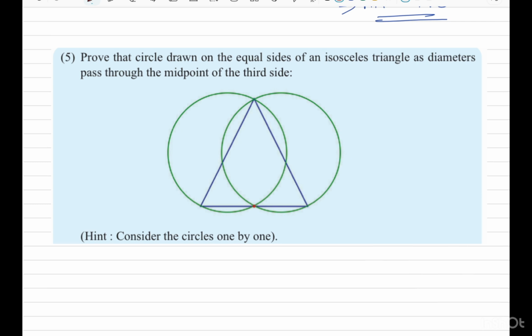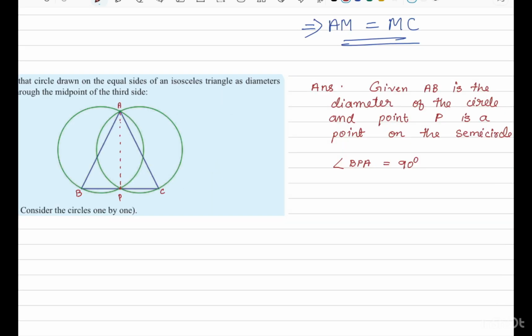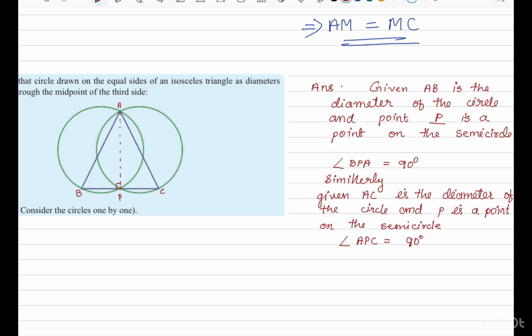The fifth problem: prove that circles drawn on the equal sides of an isosceles triangle as diameters pass through the midpoint of the third side. Given AB is the diameter of the circle and point P is a point on the semicircle, angle BPA is equal to 90 degrees. Similarly, given AC is the diameter of the circle and P is a point on the semicircle, angle APC is equal to 90 degrees.